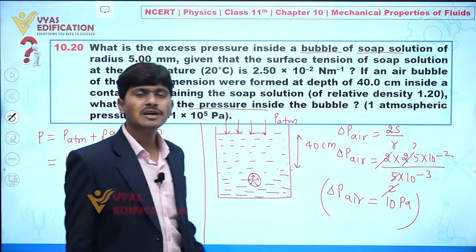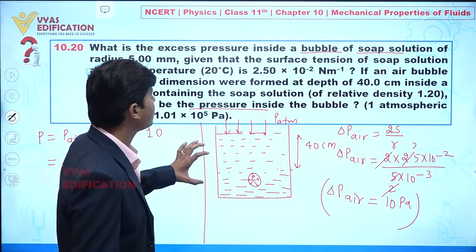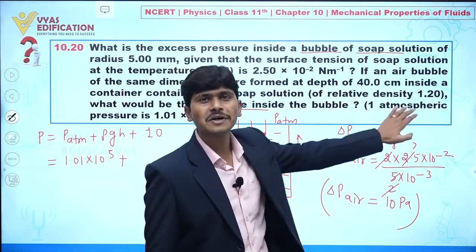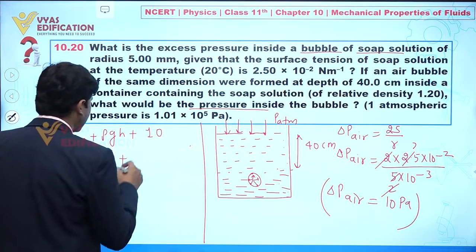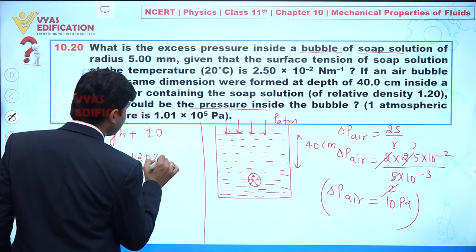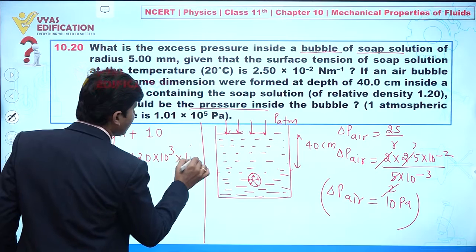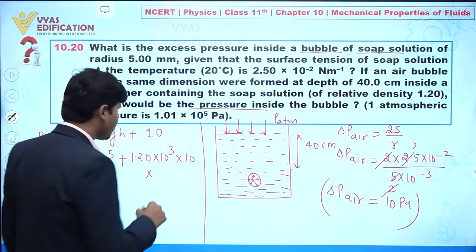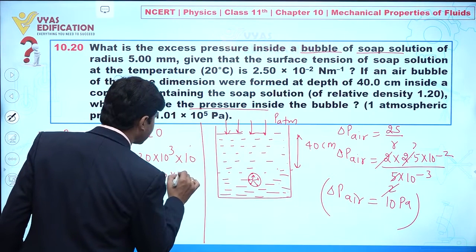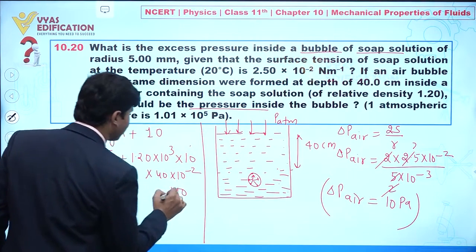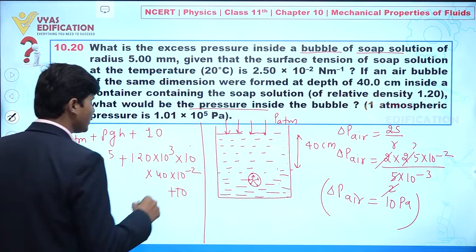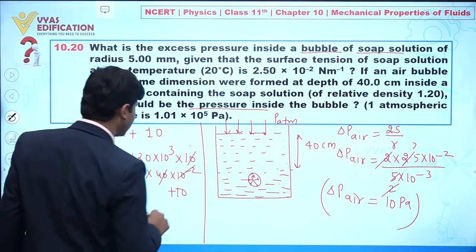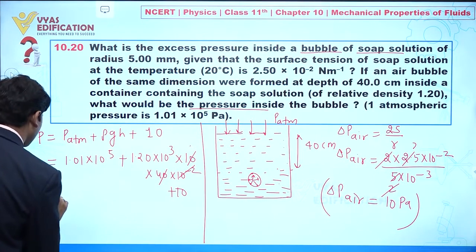Now if I am talking about density, the density of this soap bubble is given, this is relative density 1.20. So I can write 1.20 into 10 to the power 3. Clear? Value of g I am taking 10, multiplied with this 40 centimeter, and plus 10. Clear? So now we can say this one is cancelled out.